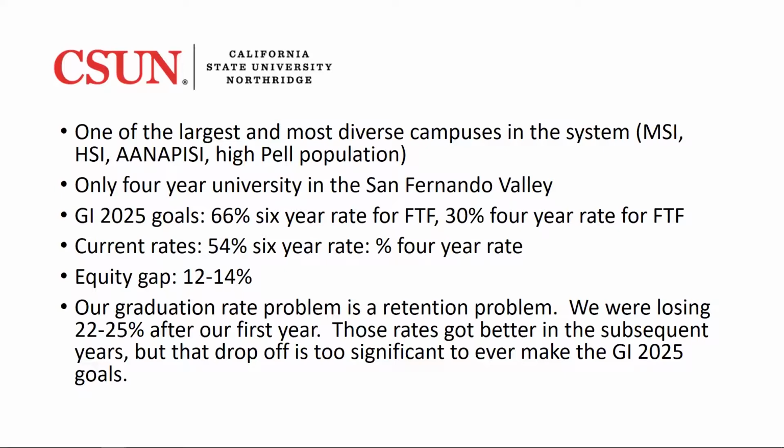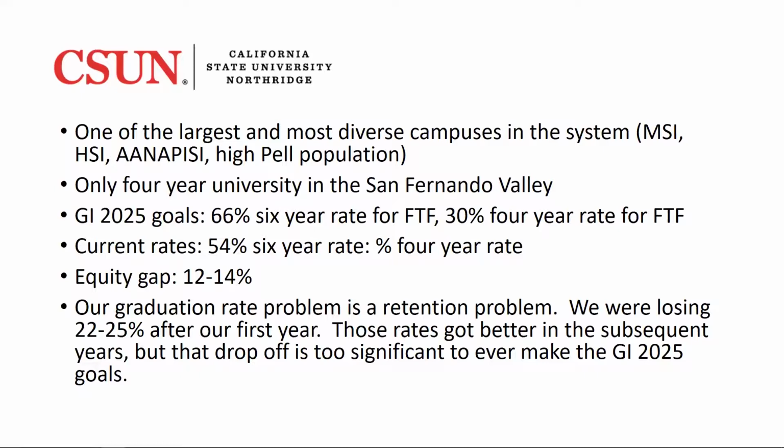And we have a large population of traditionally underserved, Pell eligible, first generation students. And we have a major problem with our equity gap. In fact, the chancellor has made it very clear that if we don't fix our equity gap problem, the whole system will fail. So there's no pressure on us at all.